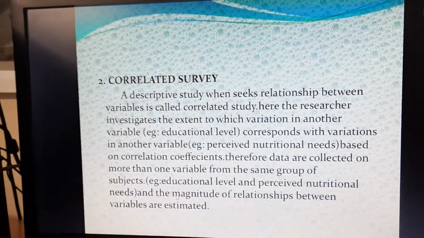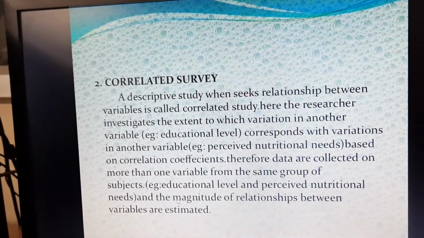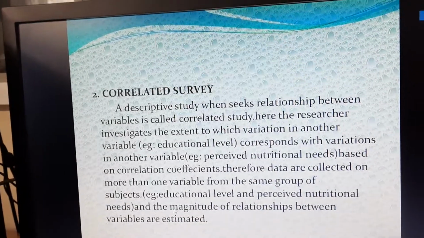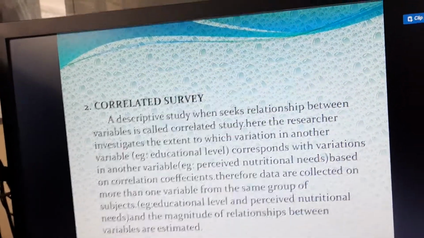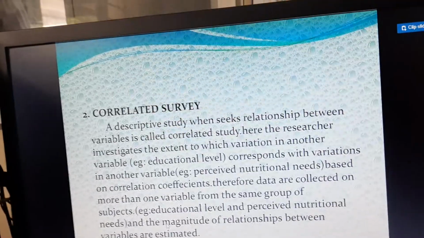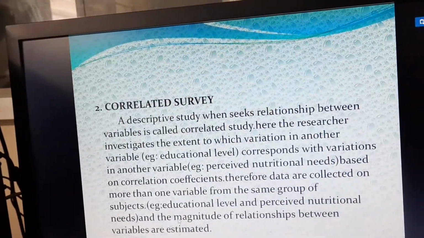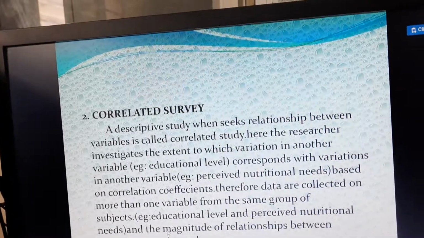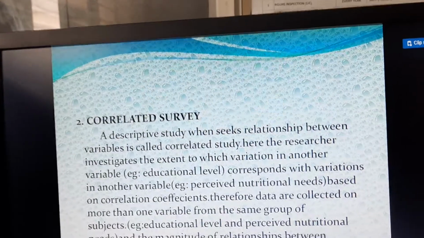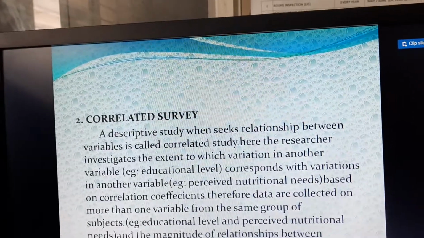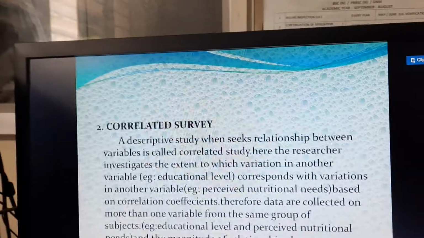A descriptive study which seeks a relationship between variables is called a correlational study. See, once again, a descriptive study that seeks a relationship between variables. So with different variables, what is the relationship we are finding? That relationship between the variables is called a correlational study. Here the researcher investigates the extent to which variation in one variable, like educational level, corresponds with another. Take the same age group, so what is the education?